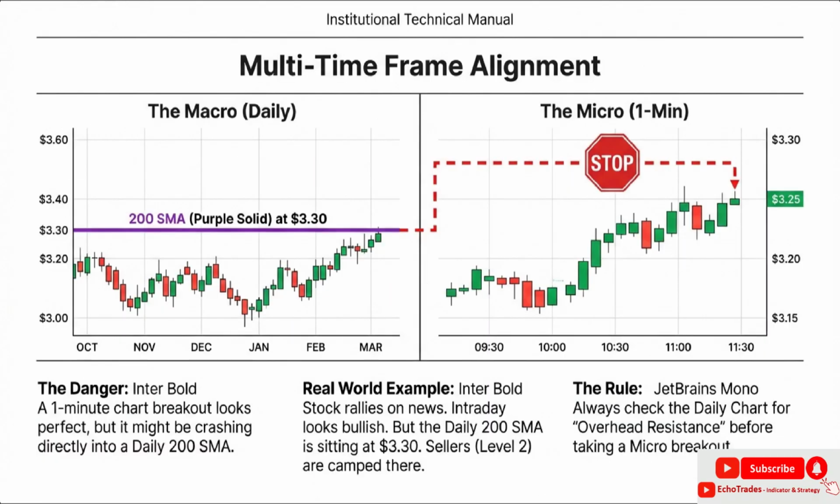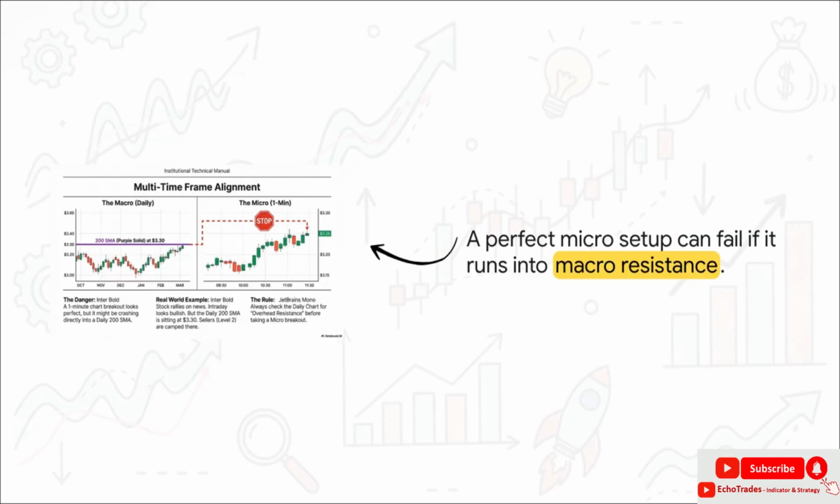You see this here? On the 1-minute chart, everything looks amazing. It's a perfect breakout. But if you aren't zoomed out, you have no idea you are about to slam face first into a brick wall of sellers sitting right at the 200 SMA on the daily chart. A perfect micro setup will always fail if it runs into macro resistance.